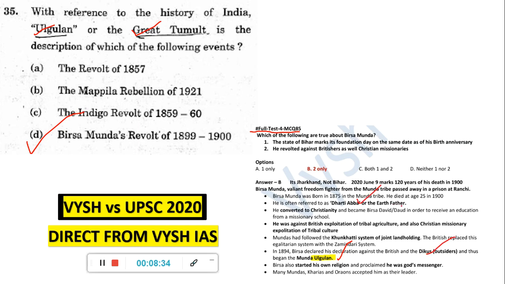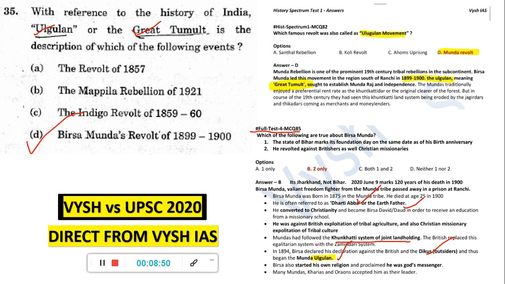Okay, this Dharti Abba, or the Earth Father. So like this, there are many terms which UPSC can again ask. Okay, Mundas had followed this Khoon Kati system of joint land holding. Okay, so this can be asked again. The British replaced it with the Zamindari system. So this is a possible future question.